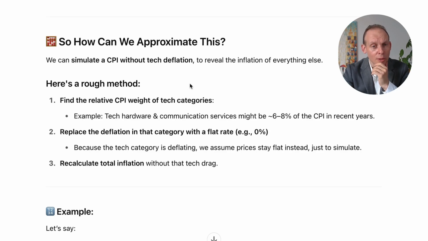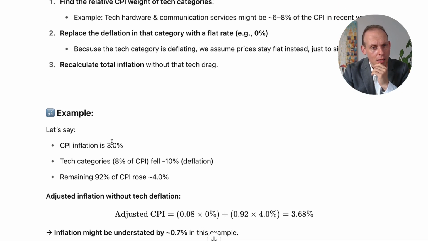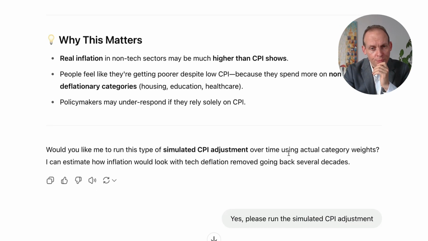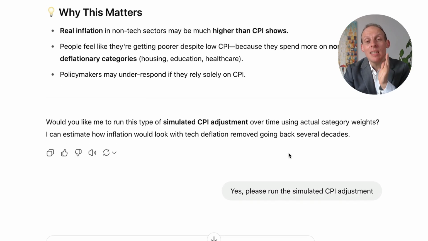So it calculated that there's an increase in real inflation, and the adjusted CPI is no longer under 3, it's 3.68. Okay, that's fine, but there are many similar ways that the government manipulates the CPI to bring that number down. One of the ways is simple product substitution.